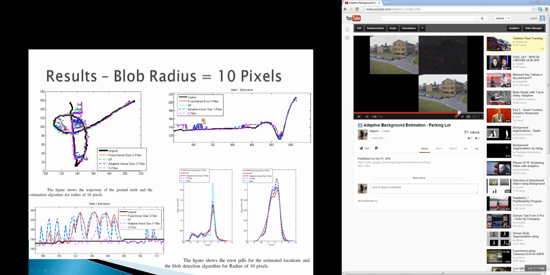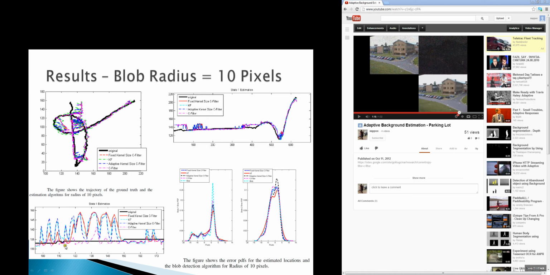I zoomed in around this area to show the effect of the noisy blob detection and the improvements that are introduced by the hidden state estimators. And bottom right, I show the PDFs of the errors. We see that the blob detection is quite jittery, especially in the area that I've zoomed in.